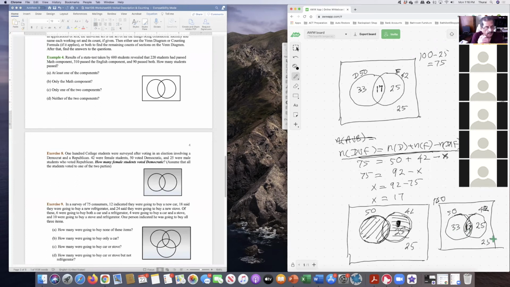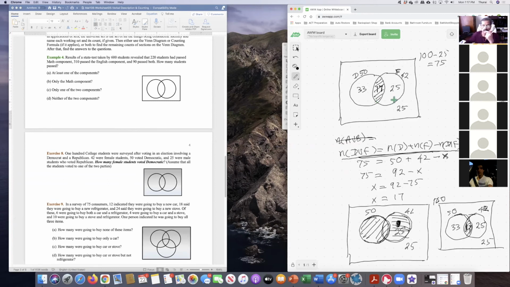A question is, how many female students voted Democratic? Female voted Democratic. How many is that? How many female students voted Democratic? 17. This intersection of D and F. Those are the female students who voted Democratic.